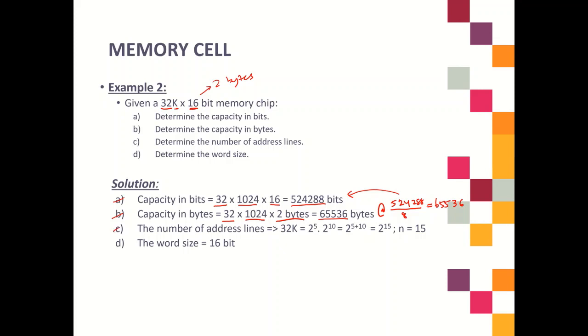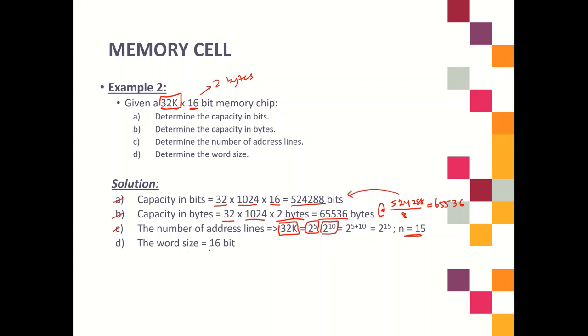And then C is the number of address lines. For the number of address lines, you just refer to the first value, which is 32k. You just need to find the first value, which is 32, because you know that k is always 2 to the power of 10. So what is the power of 2 for 32? 32 is equal to 2 to the power of 5, so you will get the value of 15. n is equal to 15.